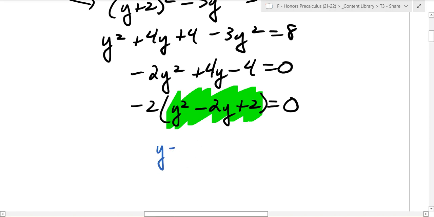So when you use the quadratic formula, you're going to get y is equal to negative b plus or minus the square root. We're doing it on this right here. y is equal to 2 plus or minus the square root of negative 2 squared minus 4 times 1 times 2.